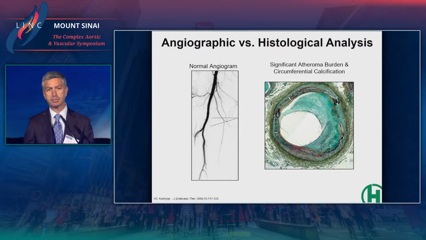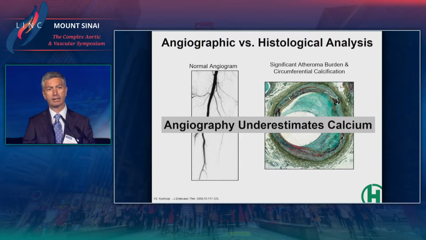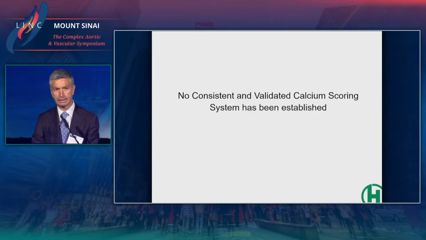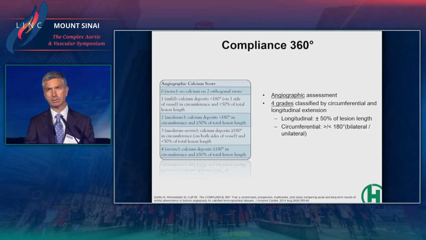You can see there is a big difference if you analyze the histological image with the angiographic one, because angiography generally underestimates the amount of calcium that is within the lesion. Very important, especially when you plan your strategy. We know also there is not a consistent calcium scoring system, and this is also a reason why we have a lot of problems to define what is a severe calcification versus a moderate one.